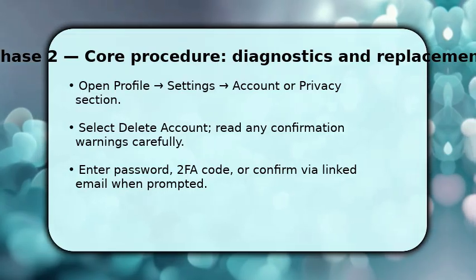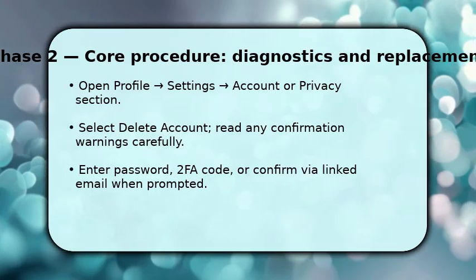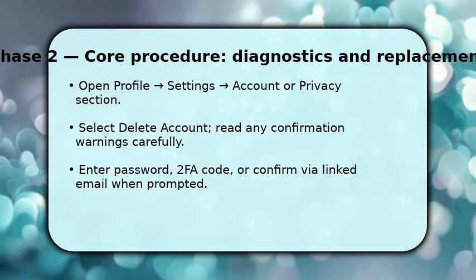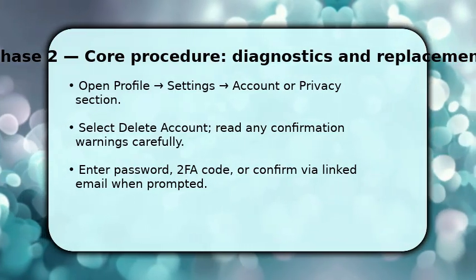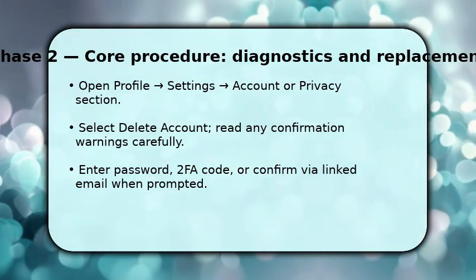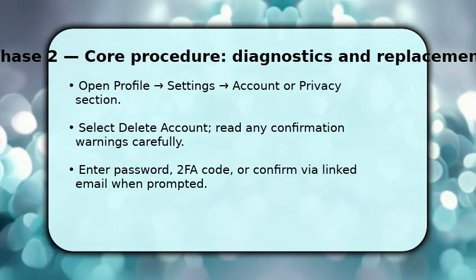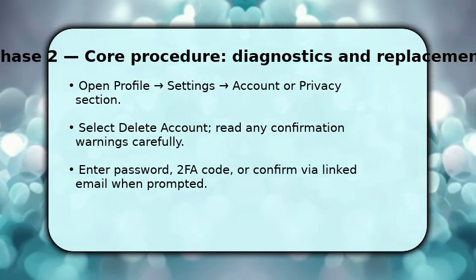Tap Delete Account and read the warnings. Koko often lists what is removed and whether data is retained for a grace period. You must authenticate. Type your password or enter a 2FA code and confirm via the linked email if requested. Once you confirm, the app queues the deletion. This is the crucial middle step that triggers permanent removal and any cooldown timers.